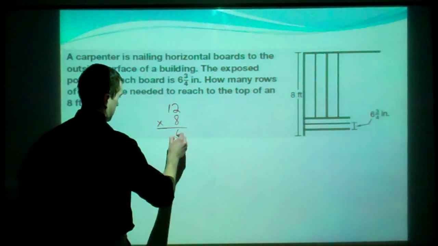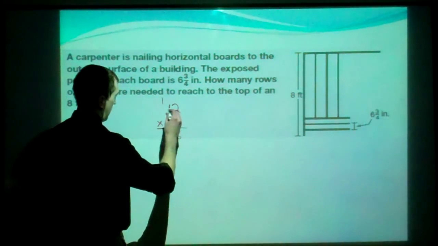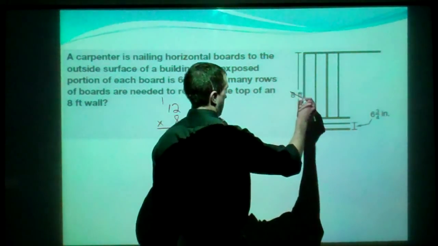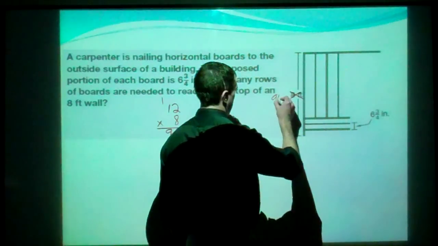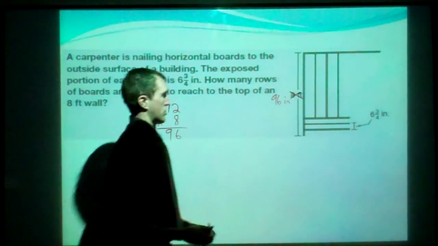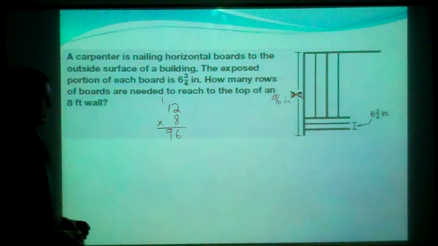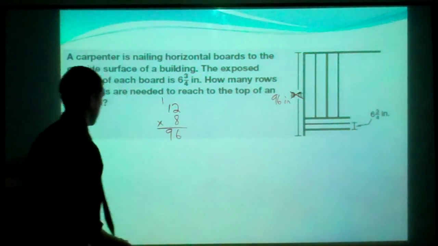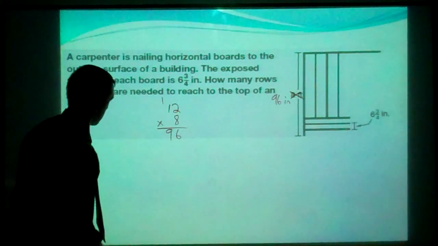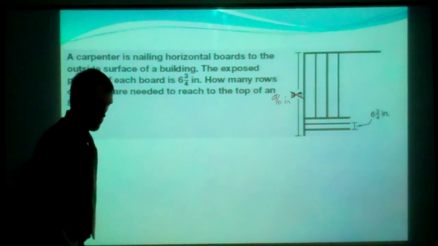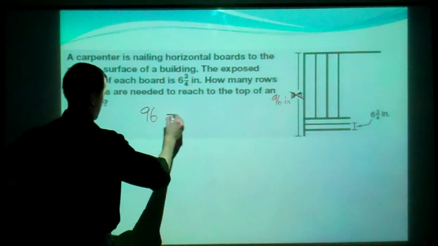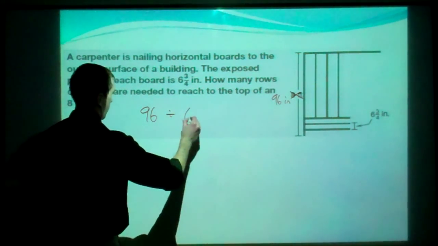8 times 2, 16, carry our 1. 8 times 1 plus 1 is 9. So this is 96 inches. Alright. Now we want to see how many of these fit into 96. So I'll erase this here. Basically what we have is 96 divided by 6 3/4.